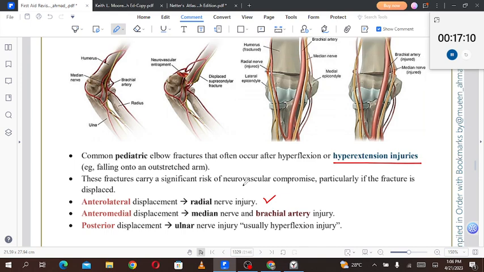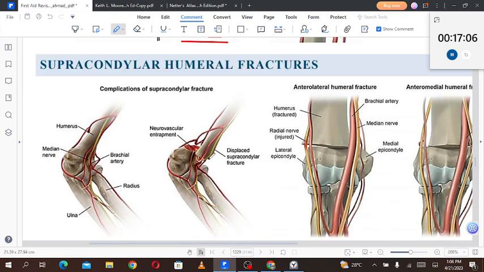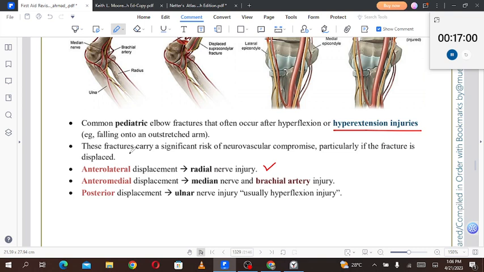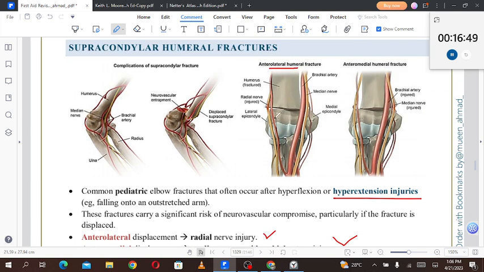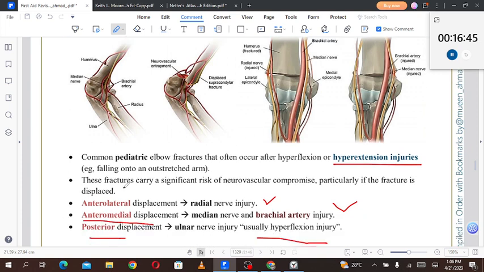This is the kind of fracture we're talking about. If there is anterolateral displacement like this, damage to the radial nerve can occur. Then, if there is anteromedial displacement, the median nerve and the brachial artery can be damaged. If there is posterior displacement, ulnar nerve injury can occur, usually from a hyperflexion injury. So listen, the radius is on the lateral side, so if there is anterolateral displacement, there is a chance of damaging the radial nerve over here.